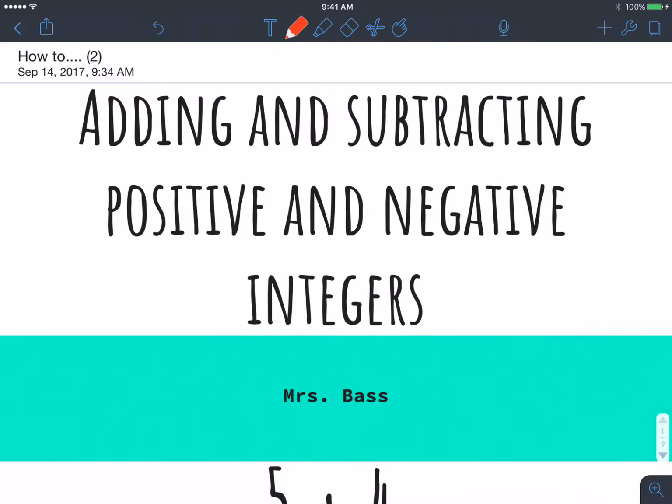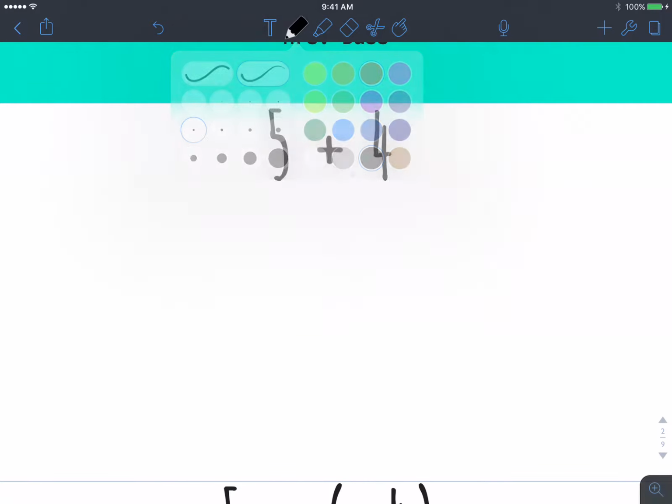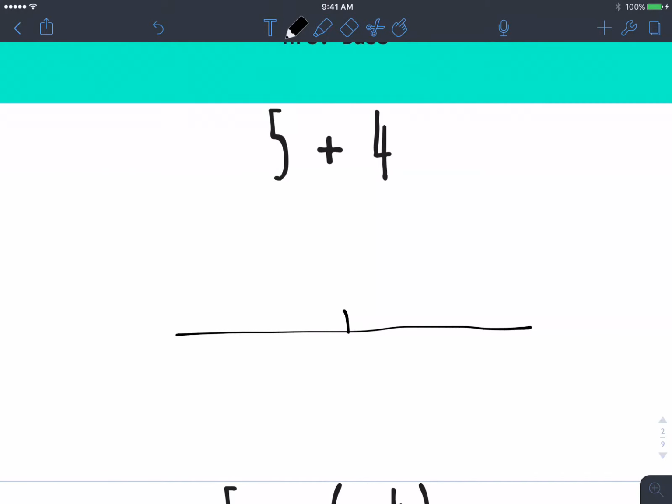We're going to take a different look at adding and subtracting positive and negative integers. I'm going to focus on doing a number line with these. So I'm going to think of my number line, with that 0 right in the middle, things that are positive over here, and things that are negative over here.